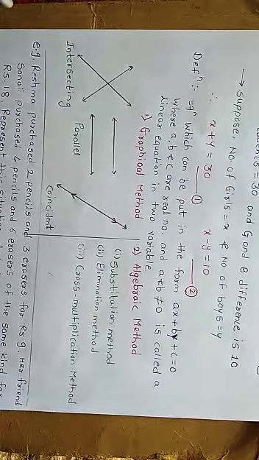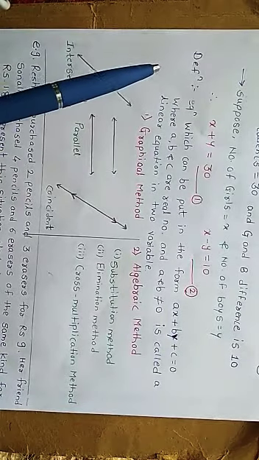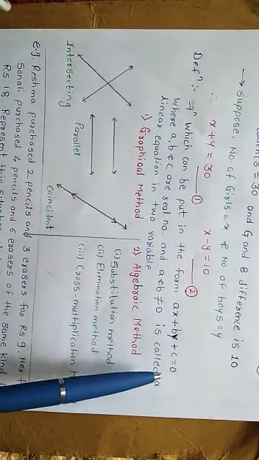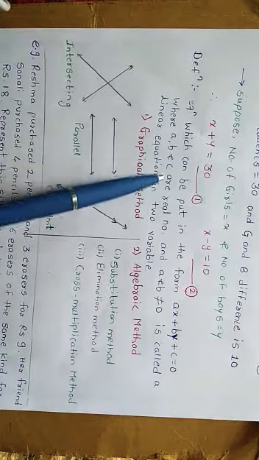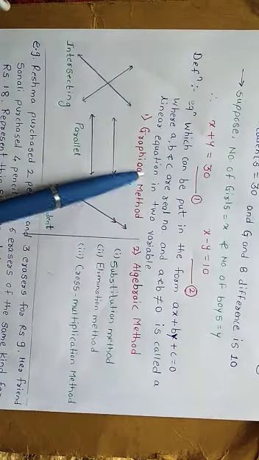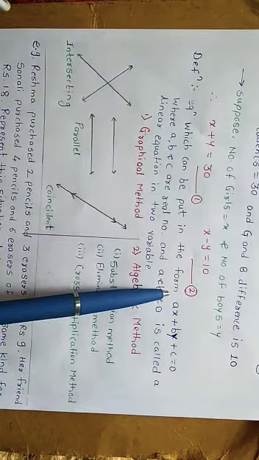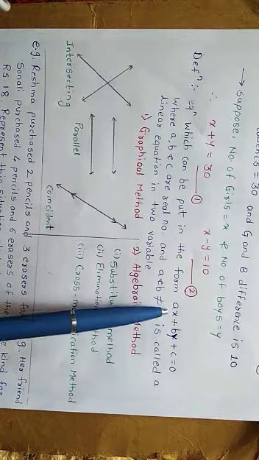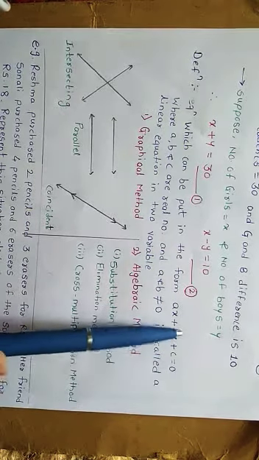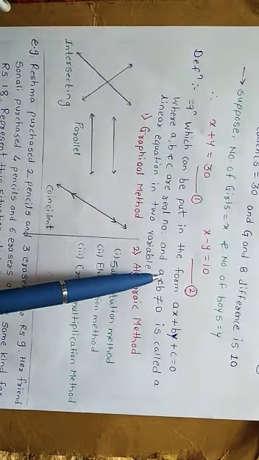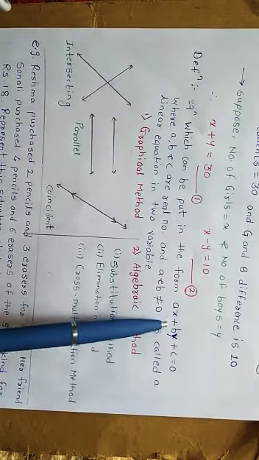Then we can say the definition of a linear equation in two variables: an equation which can be put in the form ax plus by plus c is equal to 0, where a, b, c are real numbers and a and b are not equal to 0, is called a linear equation in two variables. Suppose I take a is equal to 0, then 0 multiplied by x is 0, and the remaining part is by plus c, which is one variable. That's why we have to take a and b not equal to 0.